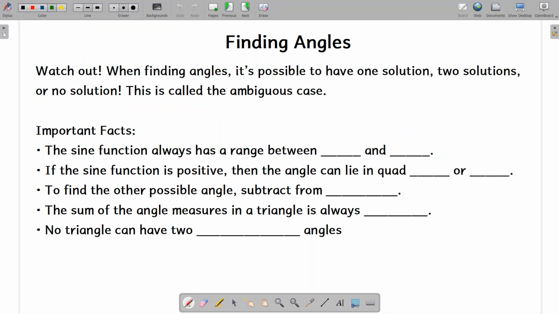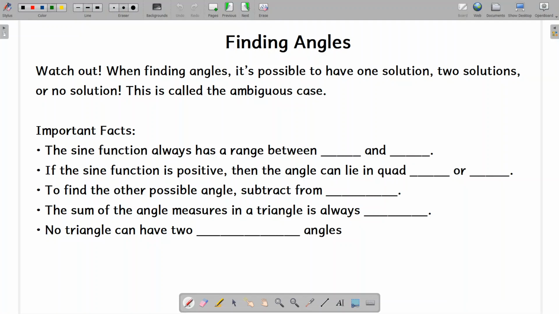Now that changes when we go to find angles. There's some more things that we have to consider when we have this type of problem. It's possible to have one solution, two solutions, or no solution at all because we really have an ambiguous case here. When we're finding angles, we're going to be given two sides and just one angle. So we're not going to always know for sure what that one angle might be because there's two unknown angles left. And it's possible that one, two, or no solutions could exist.